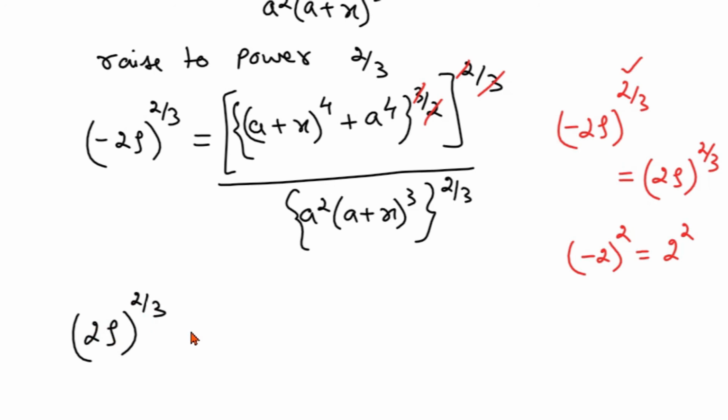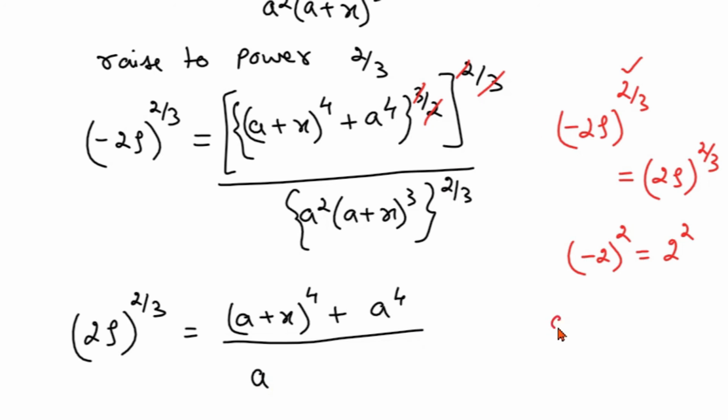That will be equals to (a + x)^4 plus a^4, that is whole divided by denominator is raised to the power of 2. This is a squared to the power of 2 by 3. So it is a squared to the power of 2 by 3. So this will be equals to a to the power of, just multiply 2 times 2 will be 4. So we'll be getting 4 by 3.